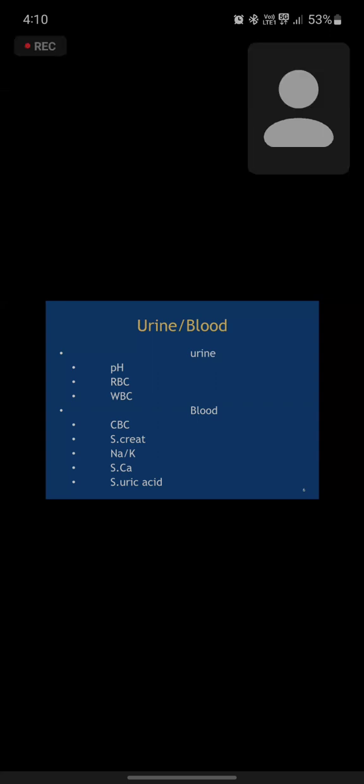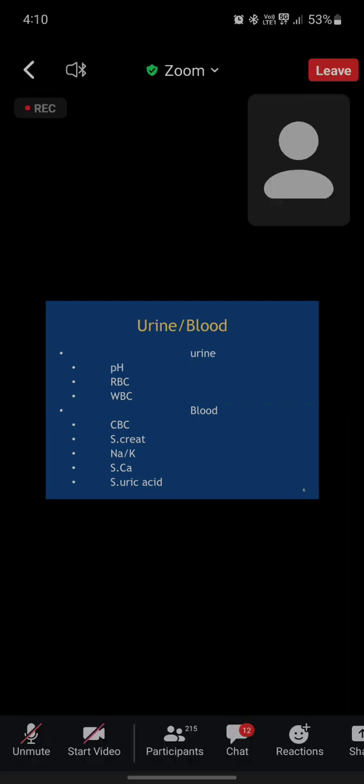So if it is high, then we have to evaluate further what is the cause of hypercalcemia and first manage that before going for stone disease management. Serum uric acid, same.